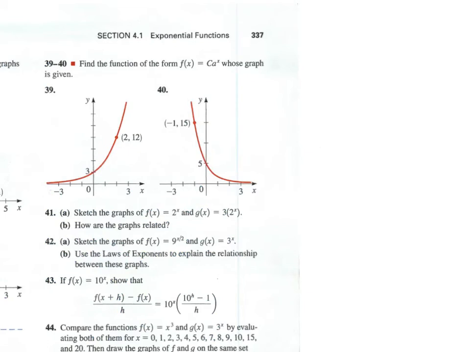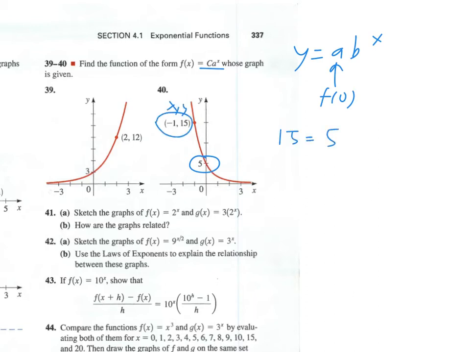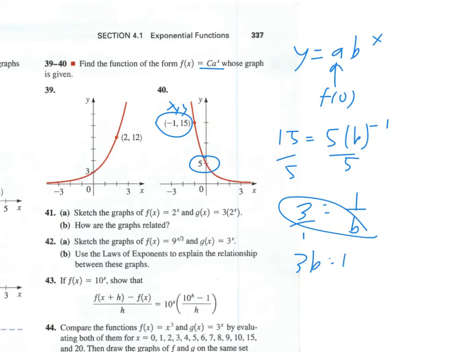All right, next up here, they want us to use this form, which I really call y equals ab to the x. They're just using different variables there, which is fine. I know, though, that this one right here is always f of 0. It's always the y-intercept. So for number 40, I know that that's 5. And then I'm going to use my other point here to plug in for x and y. So I'm going to say 15 equals 5 times b to the power of -1. Now I'm going to divide the 5 over. So I get 3 equals, I'm going to call this 1 over b. And so I could say 3b equals 1, which means that b equals 1/3. So I could say y equals 5 times 1/3 to the power of x.